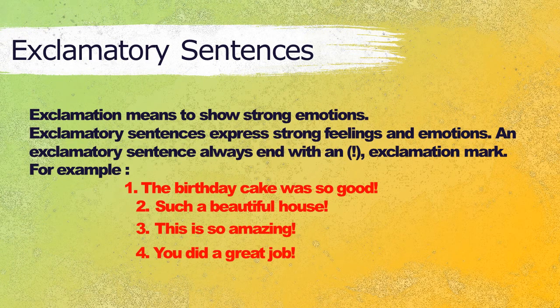Now come to the fourth type of sentence. They are called exclamatory sentences. Exclamation means to show strong emotions or feelings. Whether we are happy, sad, or grieving, whatever feeling is there, it is expressed by exclamatory sentences. An exclamatory sentence expresses strong feelings and emotions. An exclamatory sentence always ends with an exclamation mark.